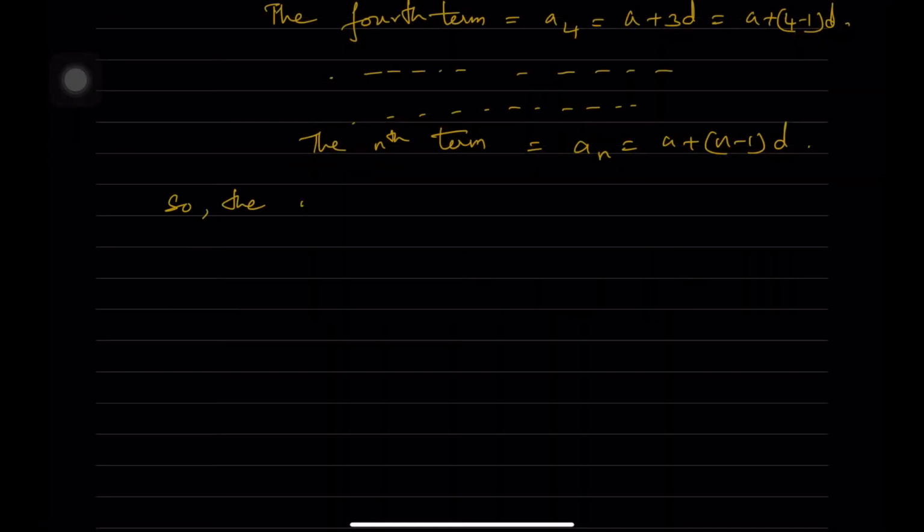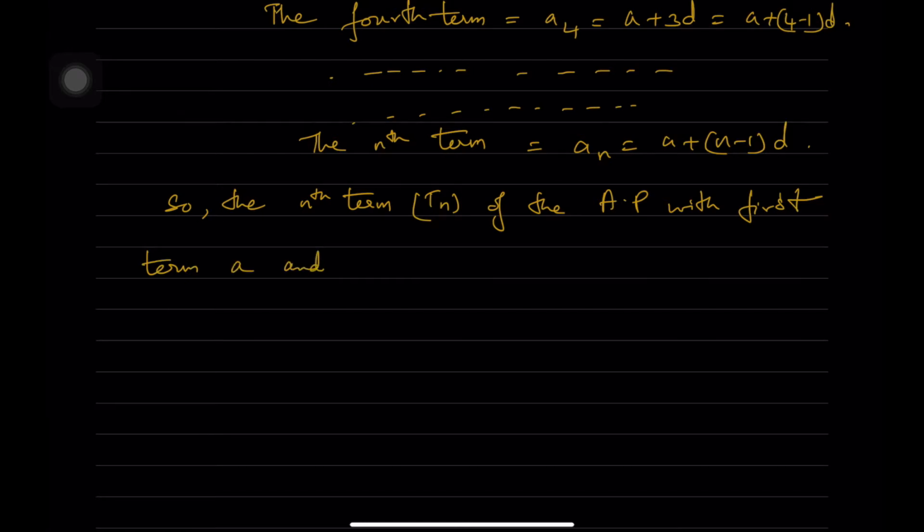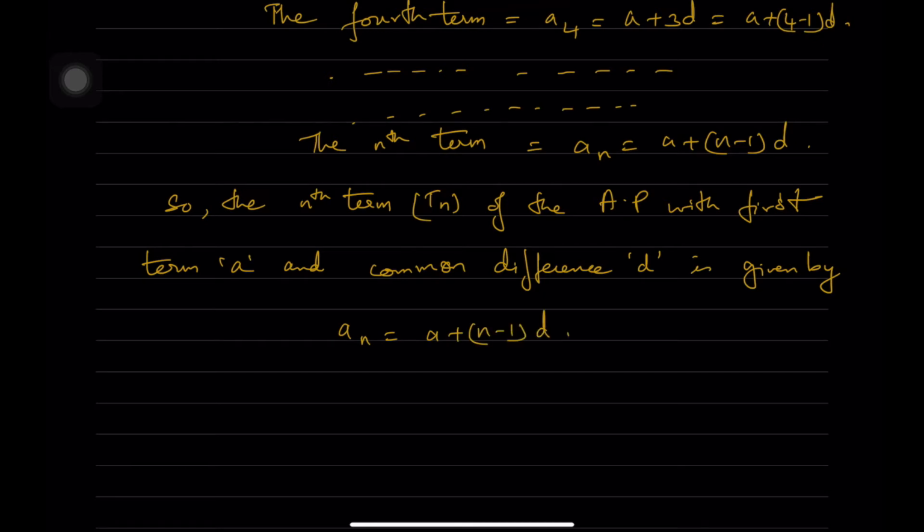So the nth term an of the AP with first term a and common difference d is given by an is equal to a plus n minus 1 into d.